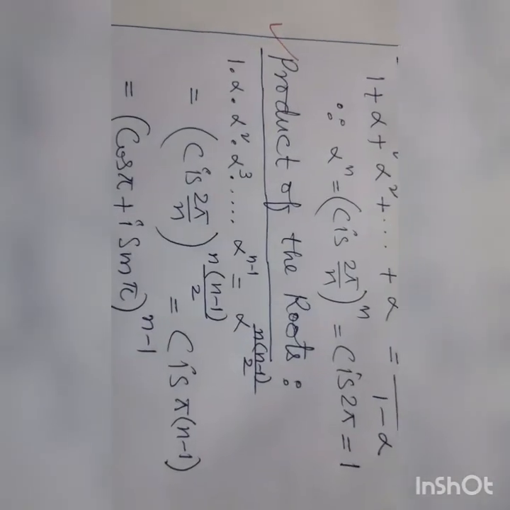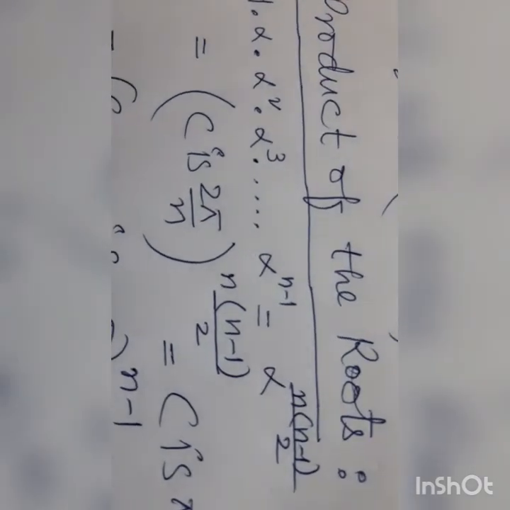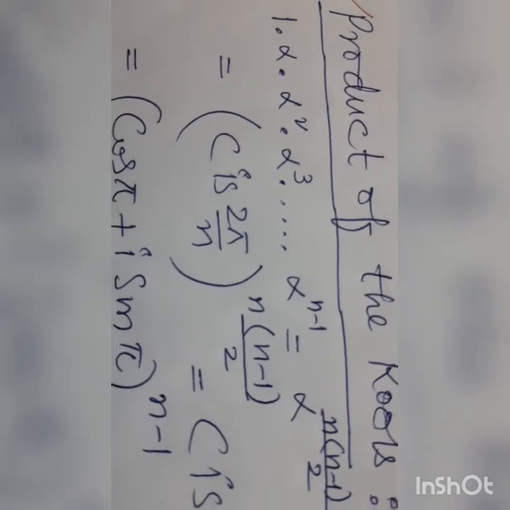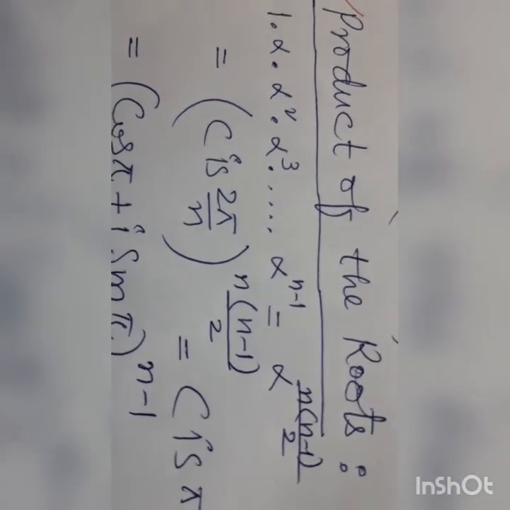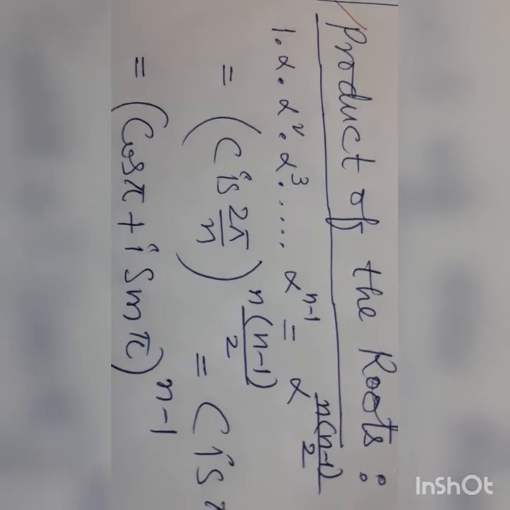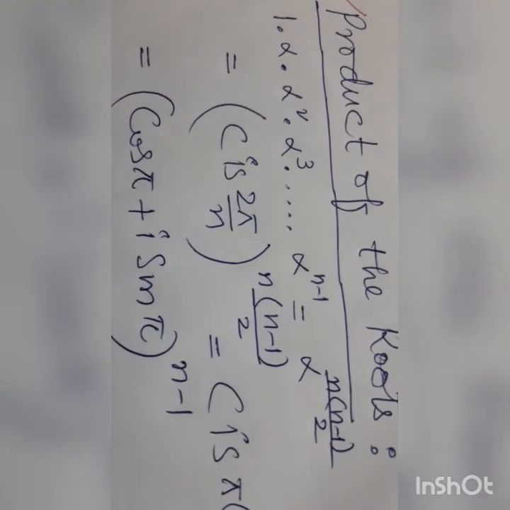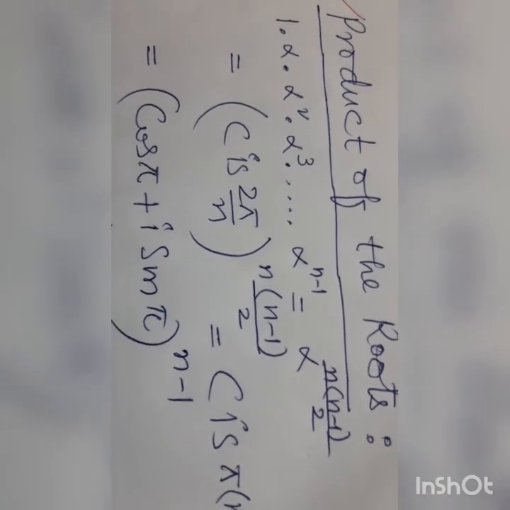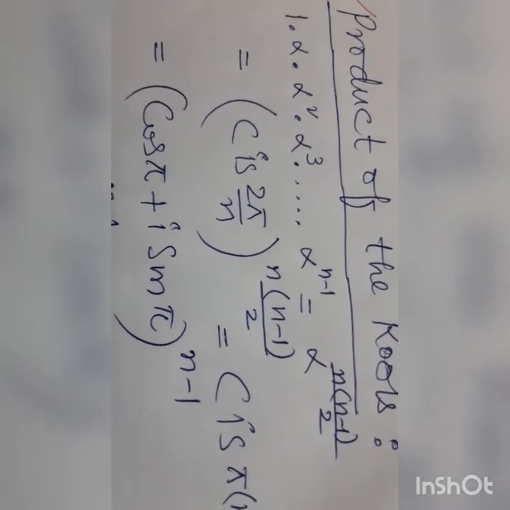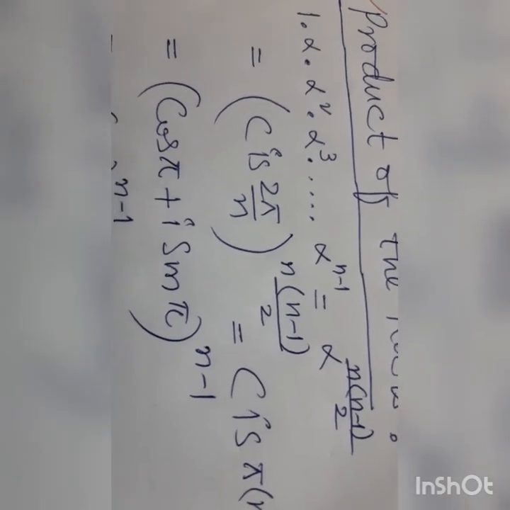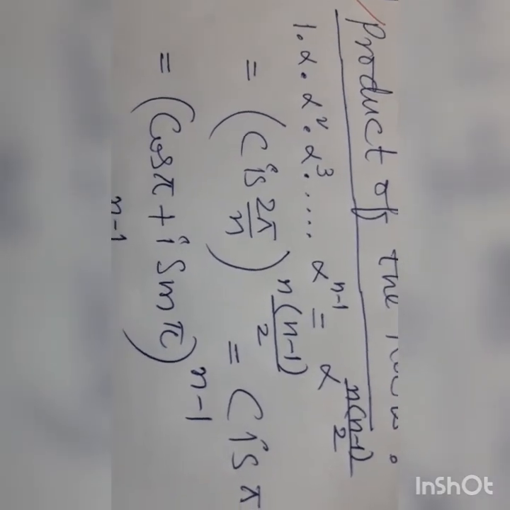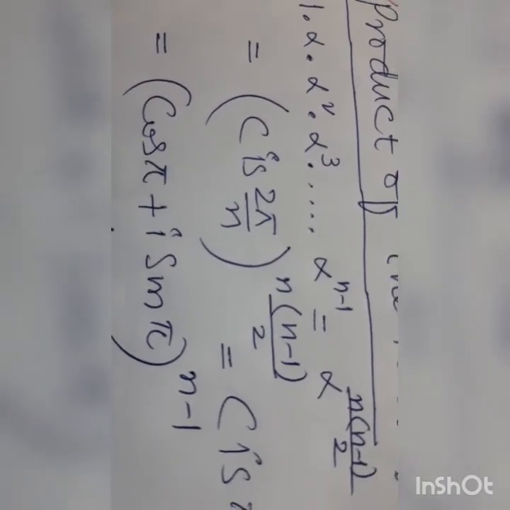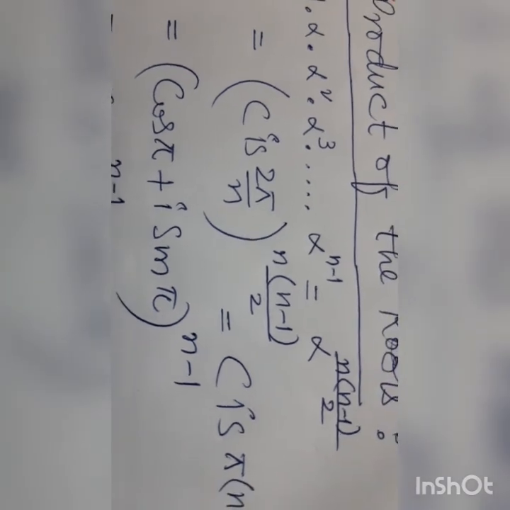Product of the roots: 1 into alpha, alpha square, alpha cube, and so on, alpha power n minus 1 will be coming. So this can be written as alpha to the power 1 plus 2 plus 3 plus so on plus n minus 1.